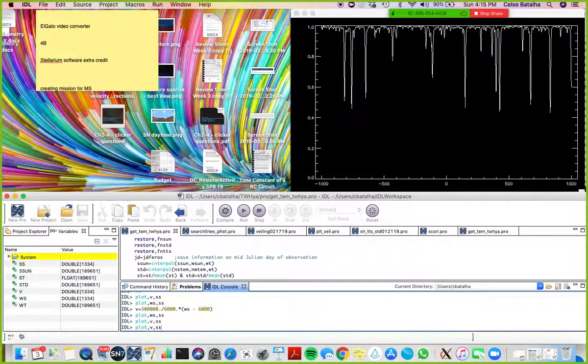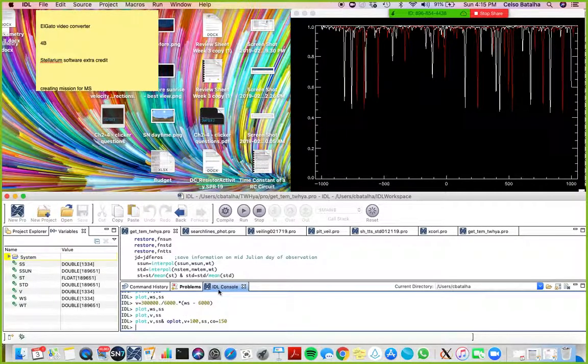No, not WS. Overplot V plus, just to make it so aggressive, let's go to 100 kilometers per second. V SS, and let's put a different color. Color is equal 150. So now you have the spectra entirely shifted.